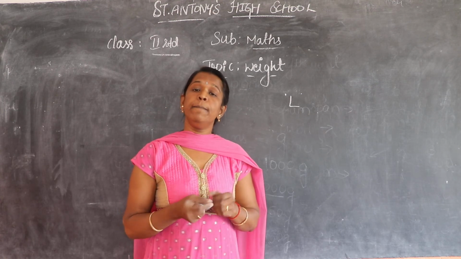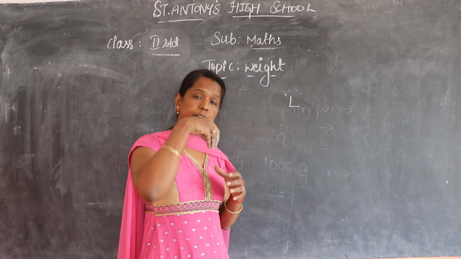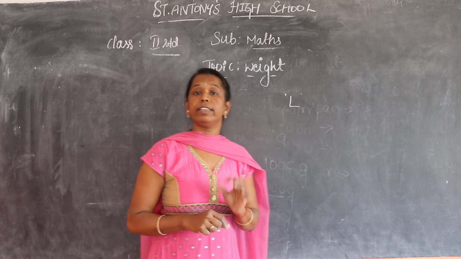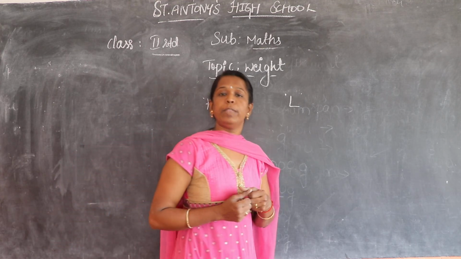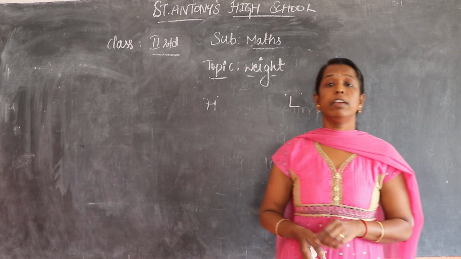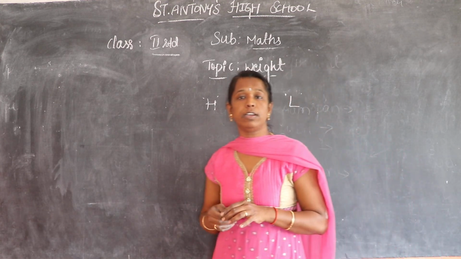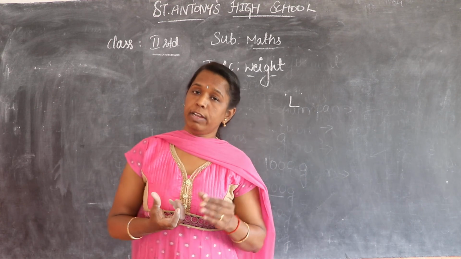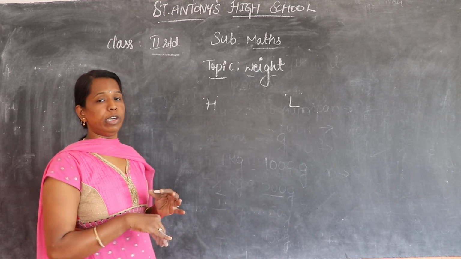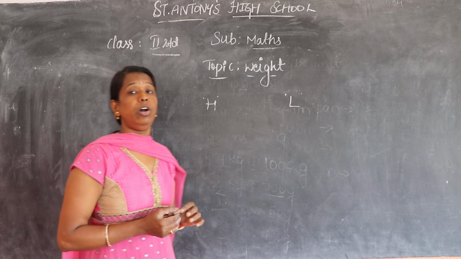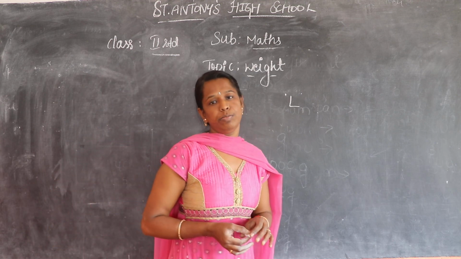Sinks means what? If you take a stone or something, it goes down, and for that we say sinks. For example, if you take some cotton and a stone, which object will float on the water? The cotton will float on the water. That stone will sink in the water. Why will it sink? Because stone is a heavier object.